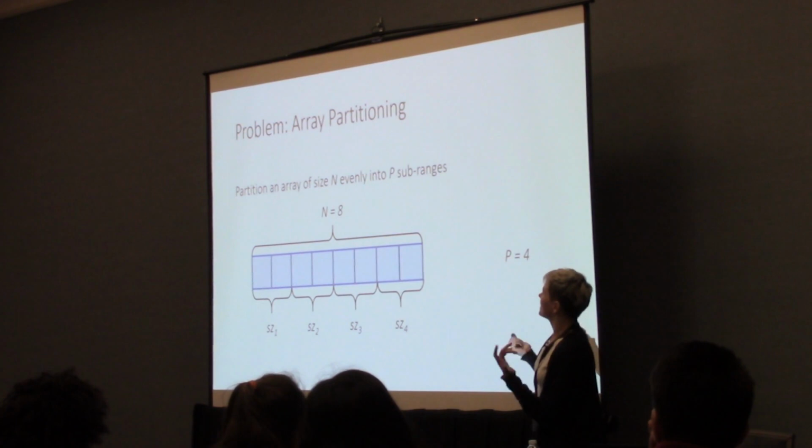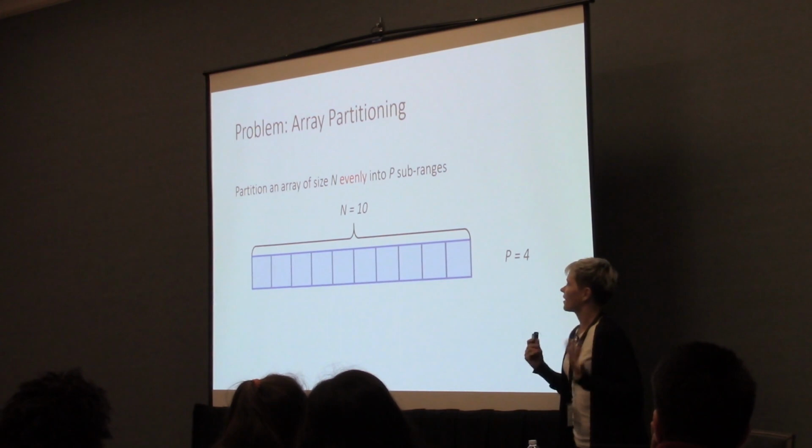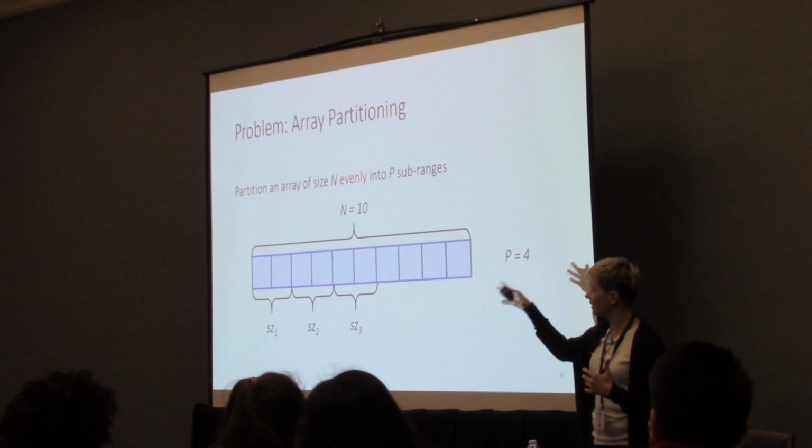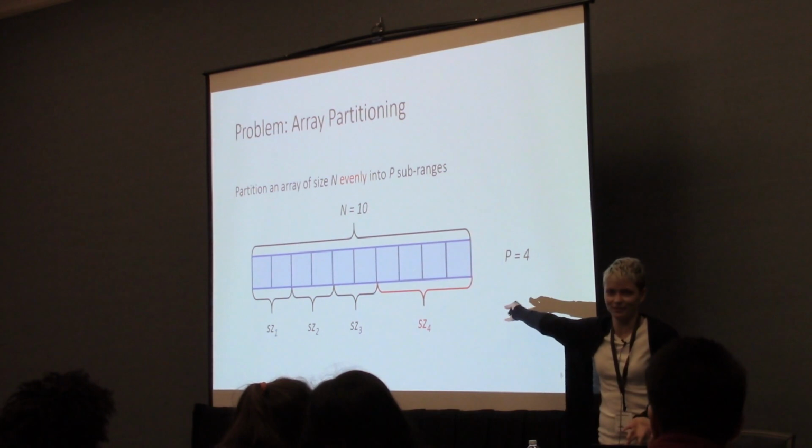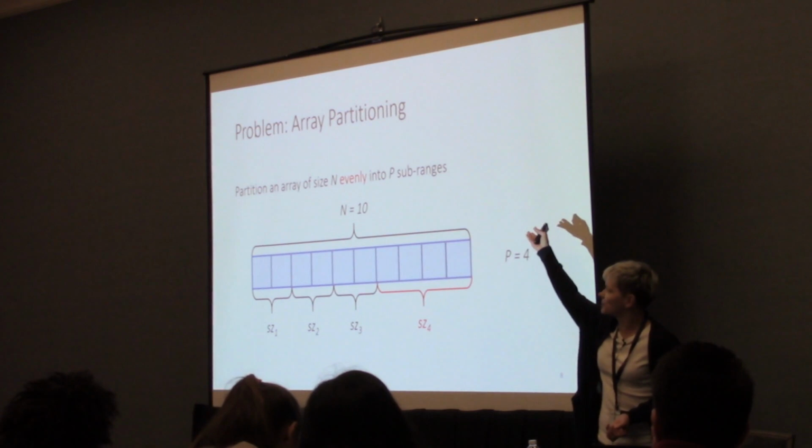So maybe the naive solution that first comes to mind is, well, we can assign n over p to the first p minus 1 partitions, and then the whole leftover goes to the last partition. But then unfortunately the last partition can be significantly larger than everything else, right? And this is what we mean by partition evenly, so we don't want this to happen.